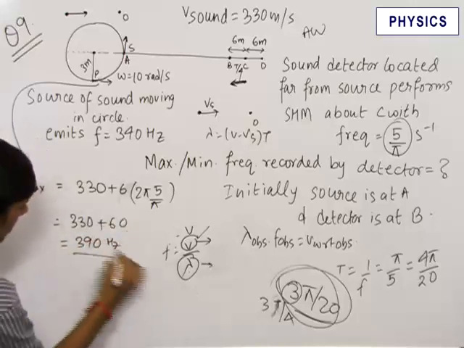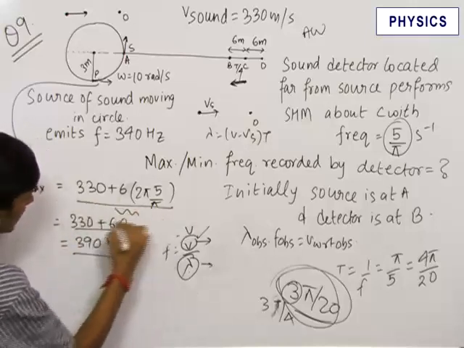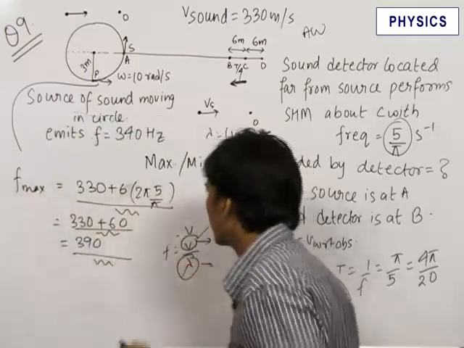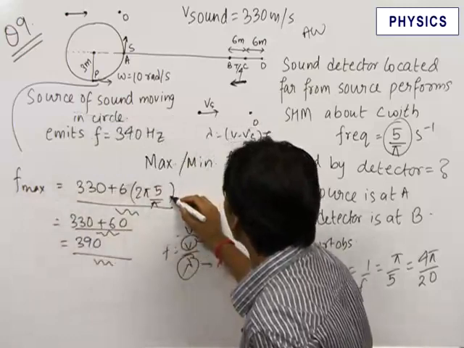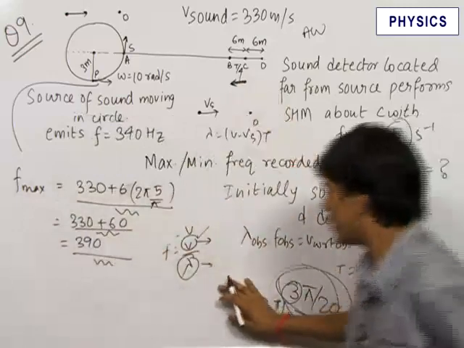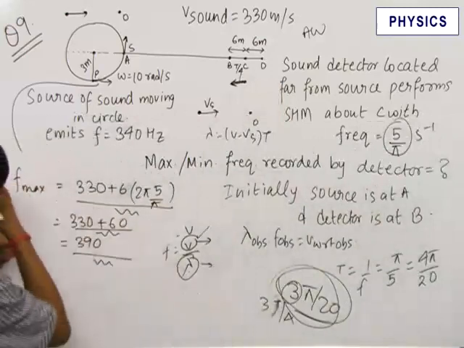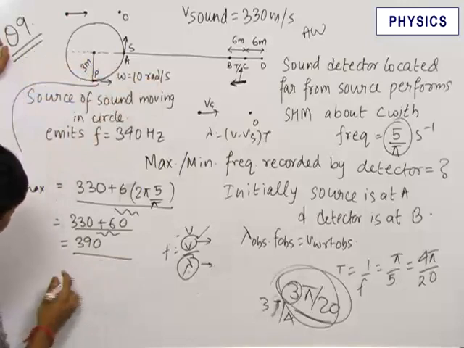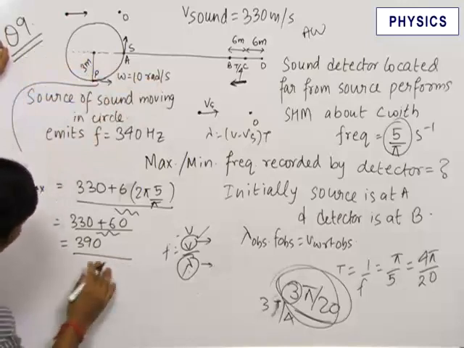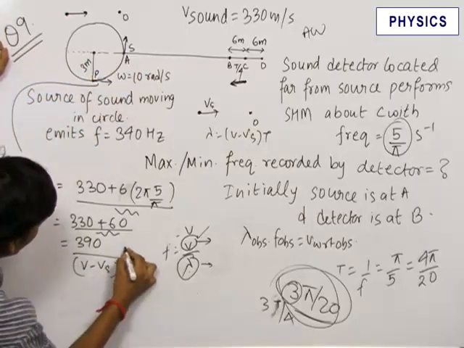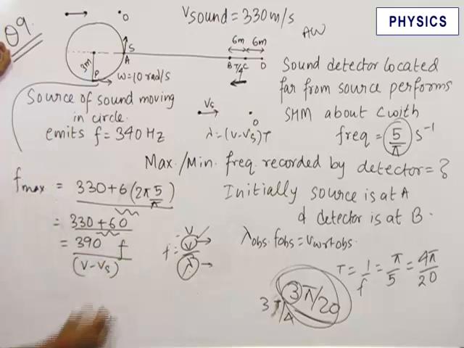upon, we have not yet calculated the denominator. Now this was the velocity of sound with respect to observer. Now we need to find out the wavelength with respect to observer. We know that since the source is moving towards the observer, the wavelength will be equal to v minus vs into t, that is equal to v minus vs into 1 upon f, that is 390 into f upon v minus vs.